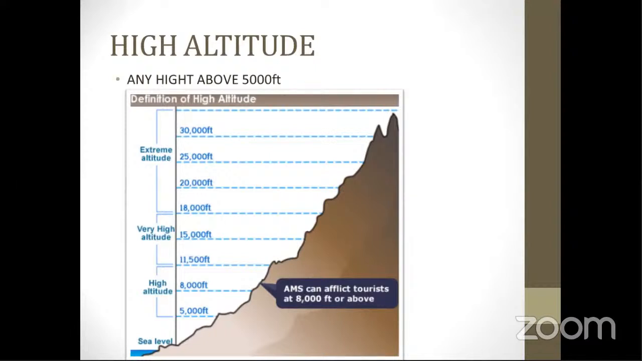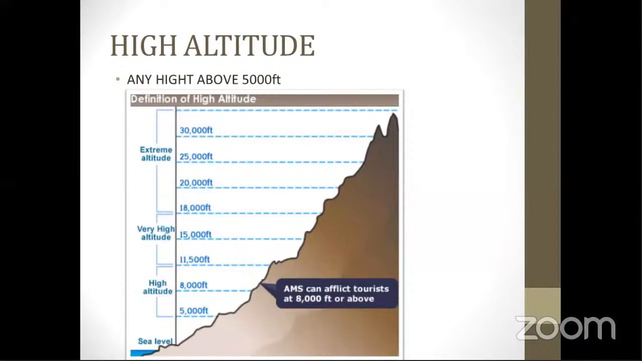And these are different layers of high altitude: 5,000 feet, 8,000 feet, and 11,500. Between 11,500 and 18,000 is very high altitude. Beyond 18,000 feet, up to around 30,000 feet, it is extreme altitude. 18,000 feet is the maximum height at which permanent inhabitation is possible. AMS can afflict tourists at 18,000 feet or above. AMS means acute mountain sickness. That we will learn later.